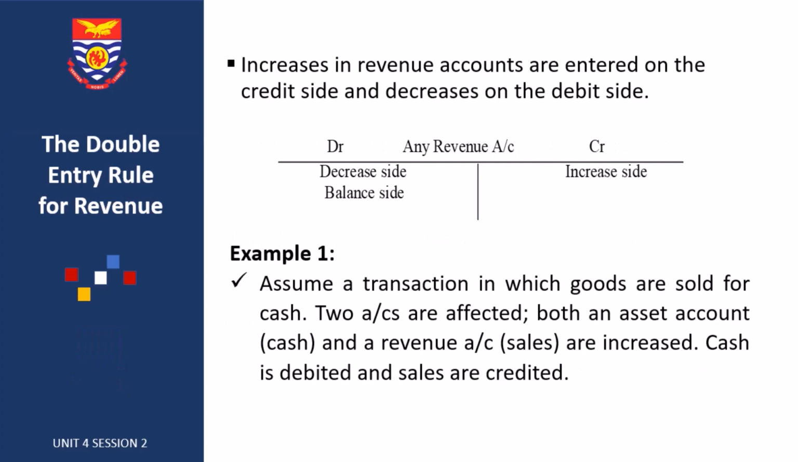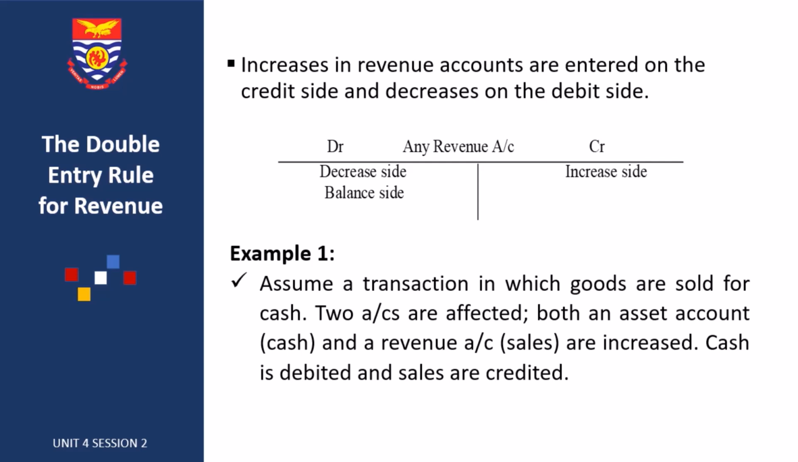The double entry rule for revenue. Increases in revenue account are entered on the credit side and decreases on the debit side. For example, assume a transaction in which goods are sold for cash.